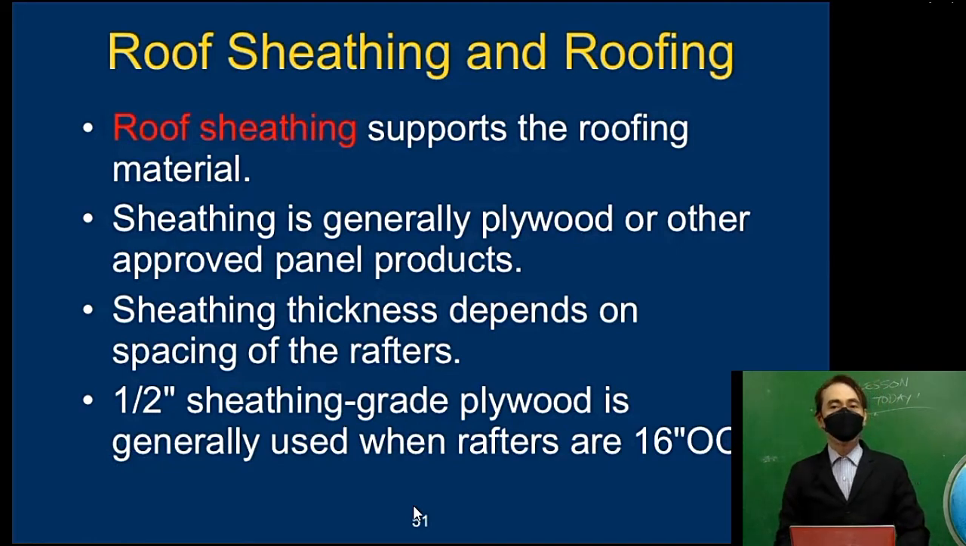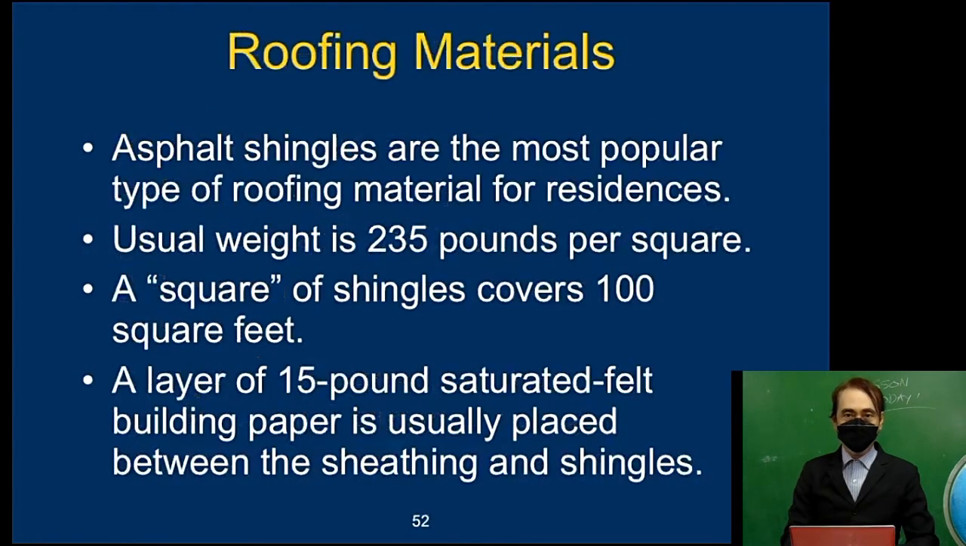Roof sheathing and roofing. Roof sheathing supports the roofing materials. Sheathing is generally plywood or other approved panel products. Sheathing thickness depends on the spacing of the rafters. Roofing materials: asphalt shingles are the most popular types of roofing materials for residences.